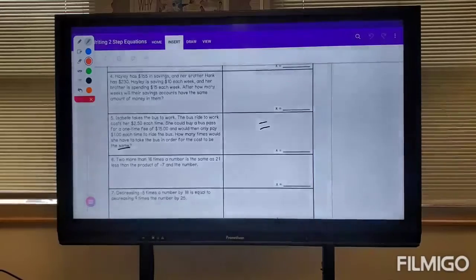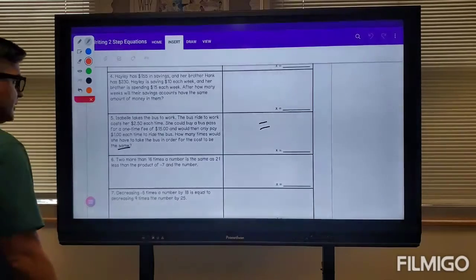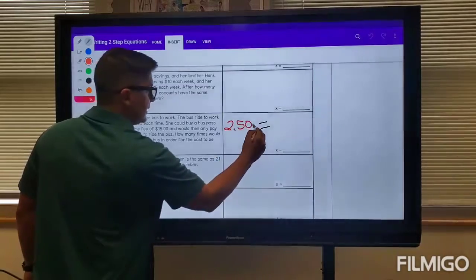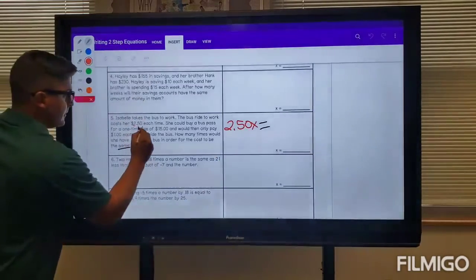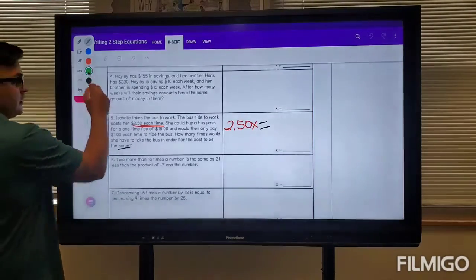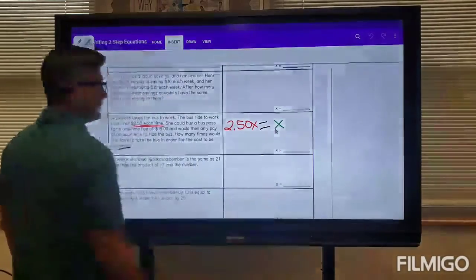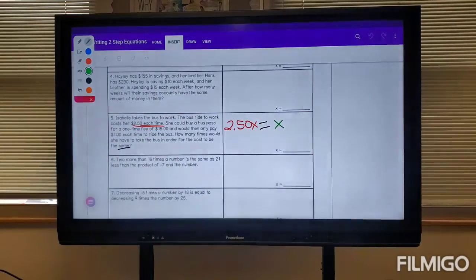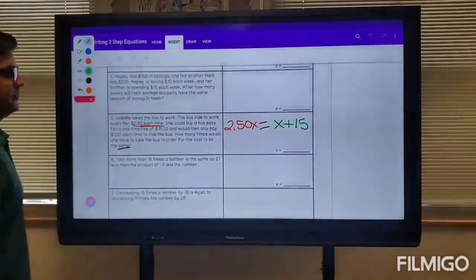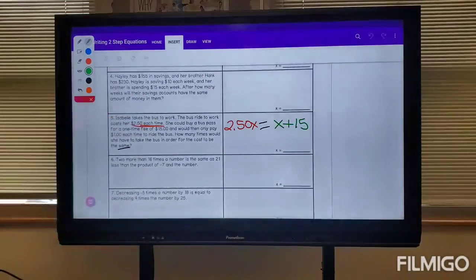So she could take the bus ride to work and pay $2.50 each time. That's one part of it. The other option would be to buy the bus pass for $1. Buys the bus pass, okay? And then she pays that one-time fee of $15. Those are 2 different options there.